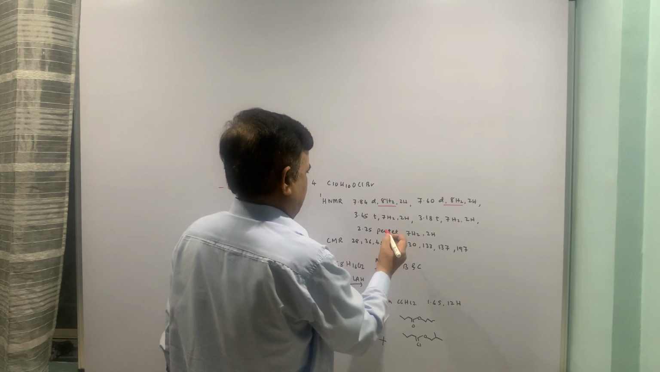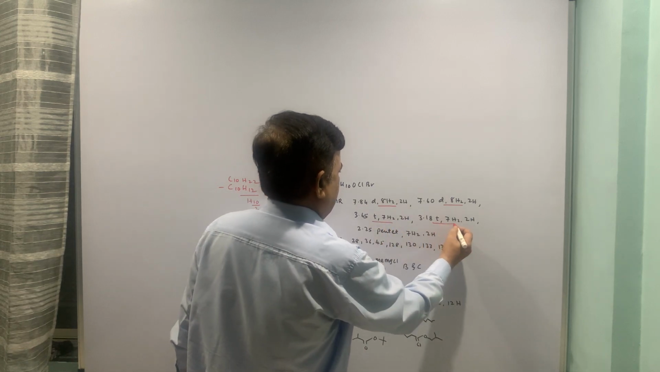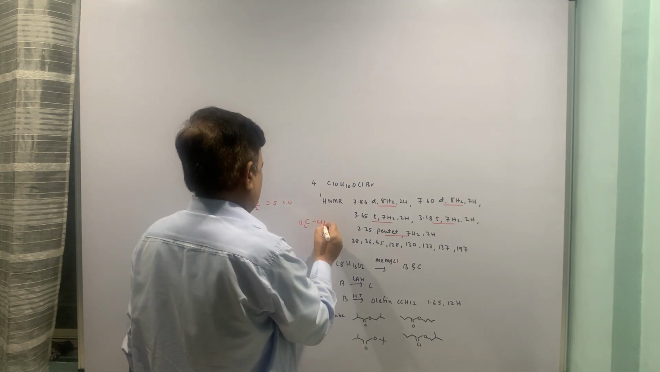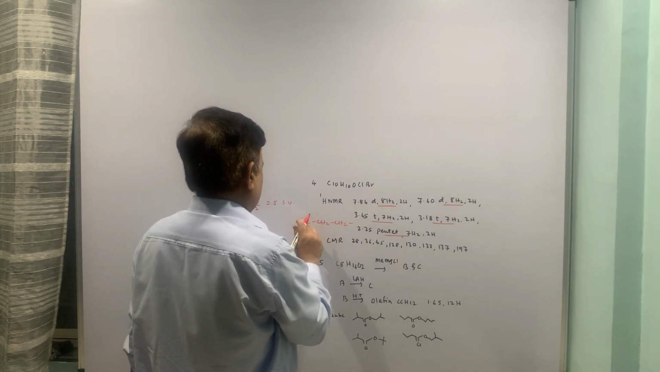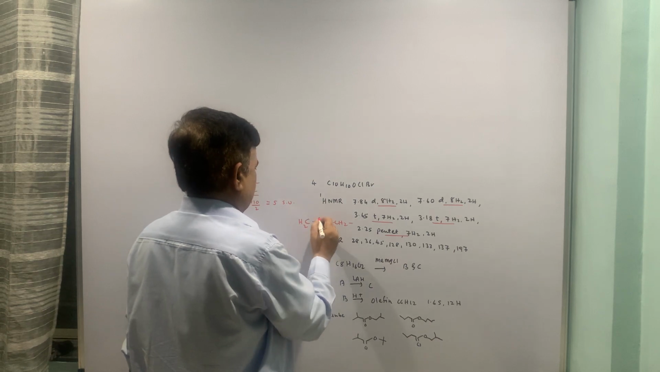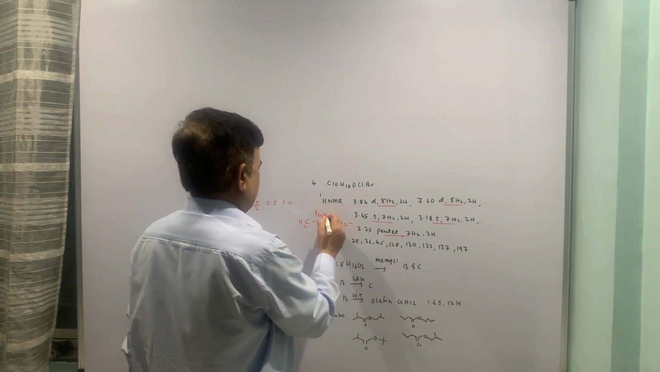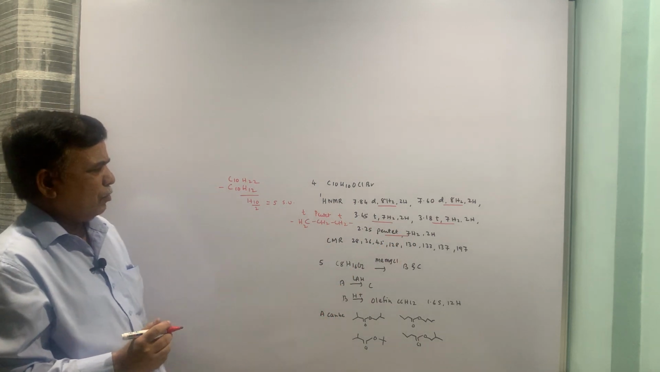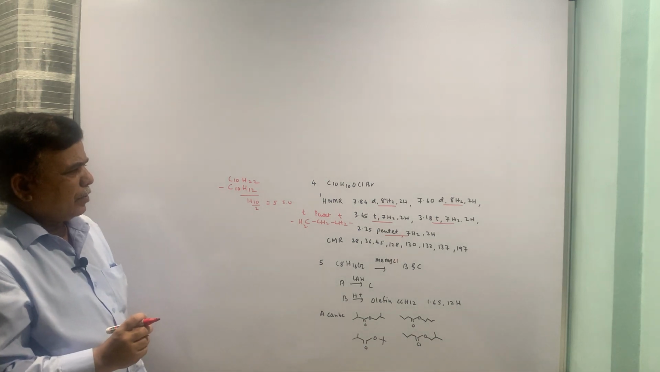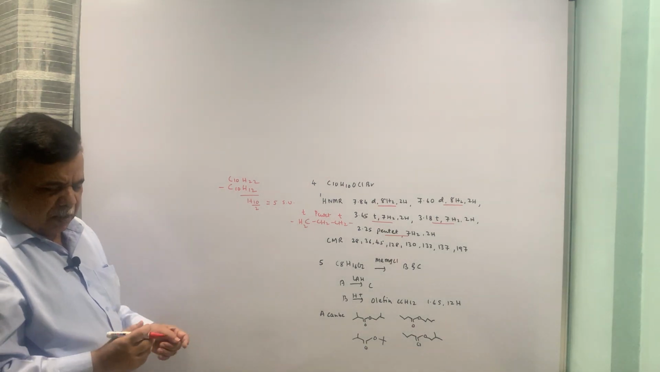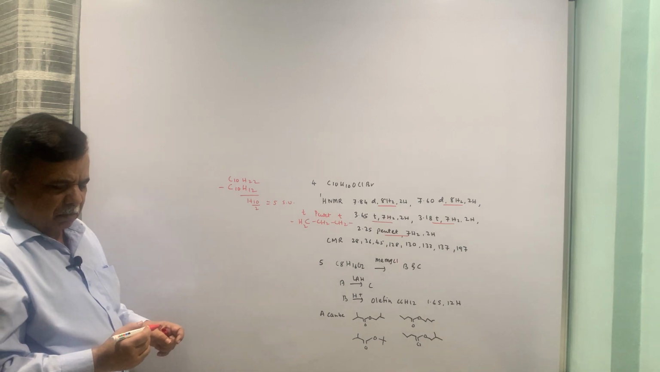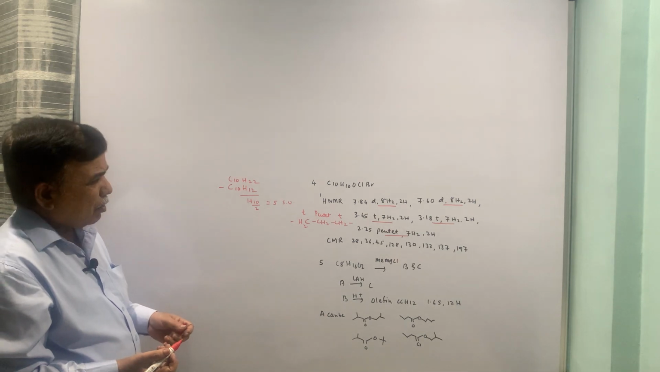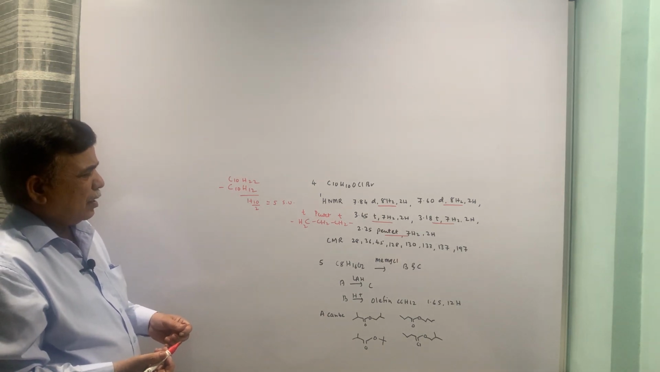Para disubstituted. Triplet 2 protons, triplet 2 protons, pentet 2 protons. That means it is a link of this type, wherein the central one will be a pentet, this will be a triplet, this will be a triplet. That is the pattern given over here, and 3.65 certainly suggests that there is chlorine attached to it.